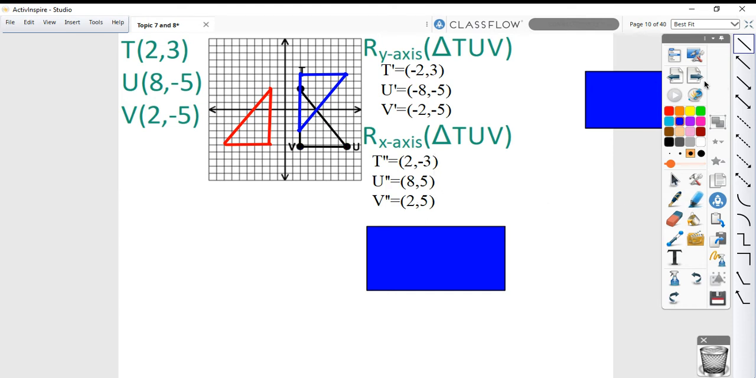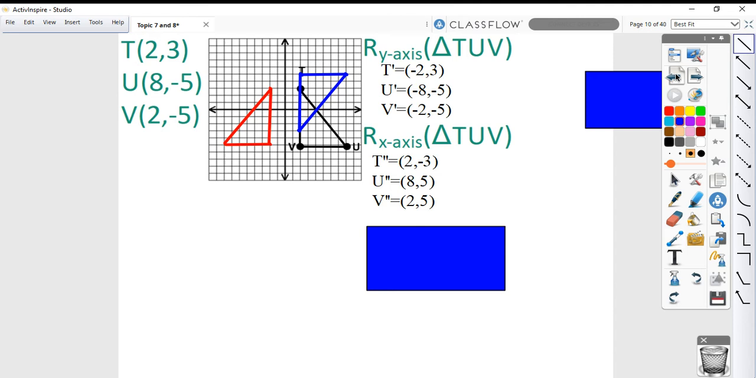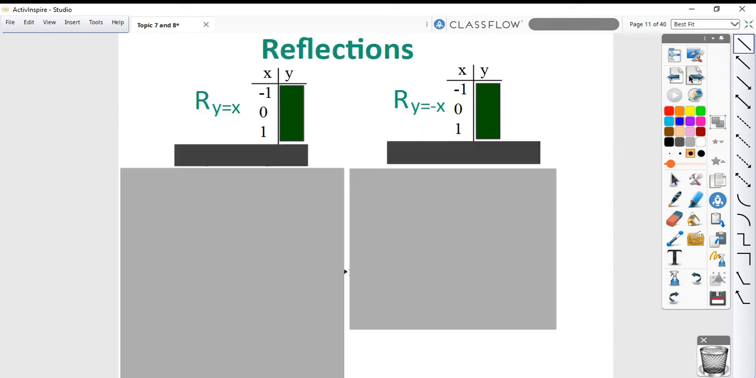Go on now to reflections over other lines. Okay, I think conceptually reflecting over an axis is pretty easy because you're taking this and you're just flipping it over that vertical line. You take this and you flip it over that horizontal line, and it's pretty easy to visualize that. What's harder to see, in my opinion, is reflecting over a different line.